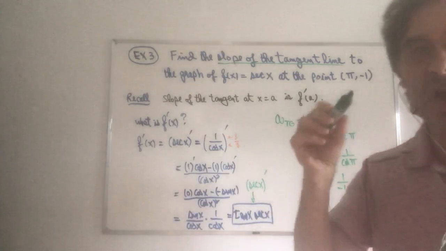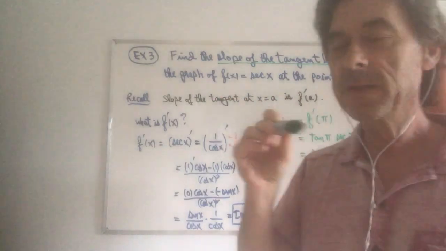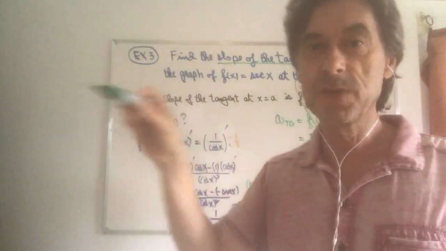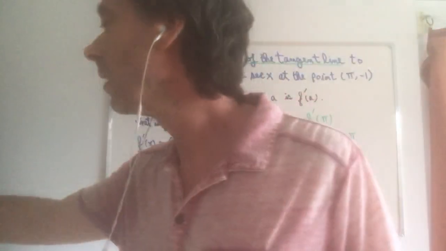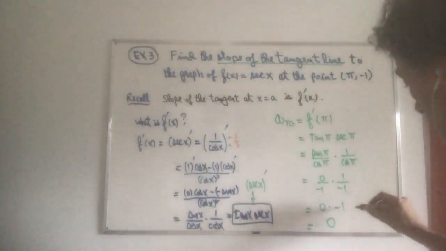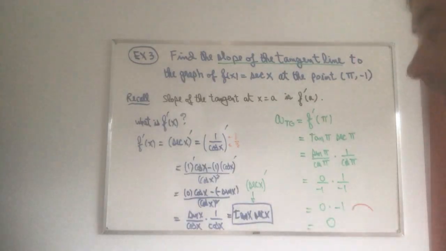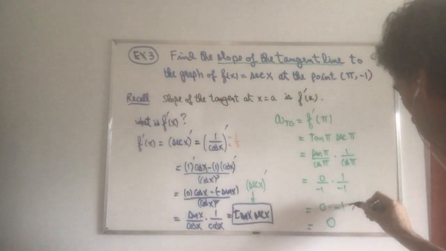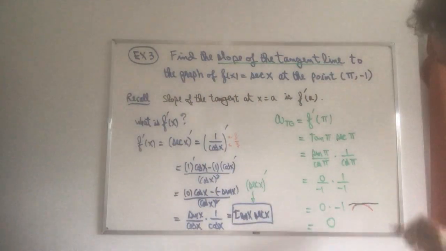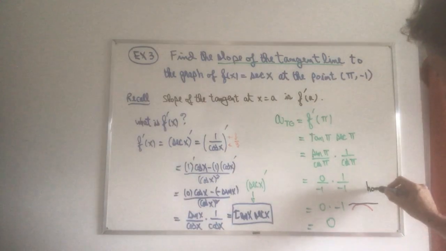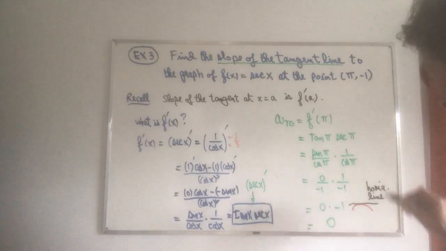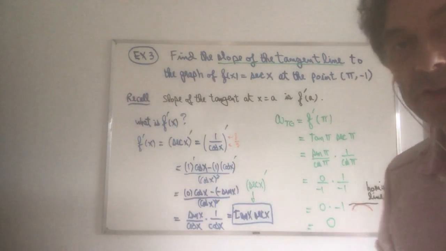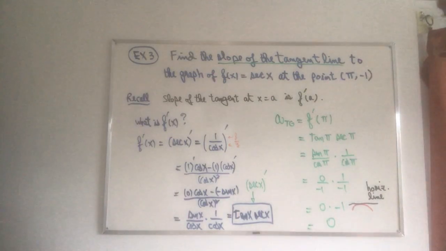So if you think about it, the slope being 0 means that the line is like this, right? Let me change colors. It means that whatever the graph is, the tangent line is going to be a horizontal line. Why? Because only horizontal lines have a slope of 0.